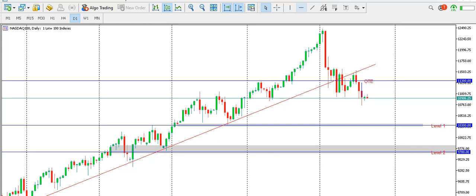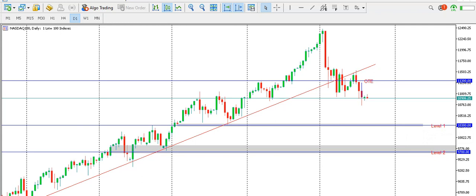I will start with NASDAQ. For NASDAQ, my personal bias is a sell. This is the daily time frame, and I will be looking out for sells up to level 1 as indicated. Level 1 is 10,300. That is an institutional level of pricing, so we will be targeting 10,300. So that is the bias.